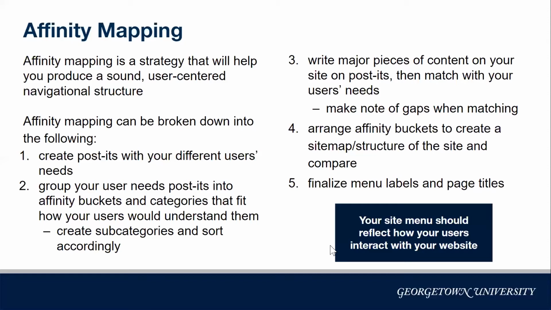Once you've created this sitemap and are satisfied with the hierarchy of your affinity buckets, you'll then want to add and finalize menu labels and page titles for your categories and subcategories. The reason we start by sorting by your users' needs instead of by the content on your site is that your site menu should reflect how your users are interacting with your site and how they go about navigating its contents, not necessarily how you internally view your site or how the content is currently structured.